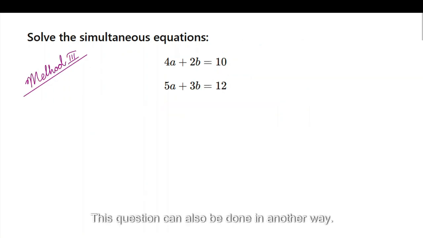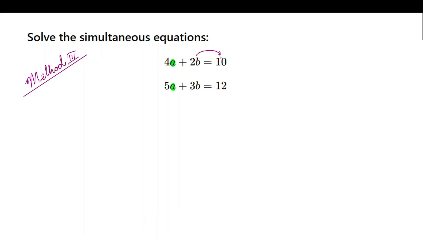This question can also be done in another way. So here's the third method. So to do this way, you need to make one of the letters the subject from each one. You can do it for A, you can do it for B. There's no rule about it. You can do it either way. Let's do with A now. So I'm going to make A the subject from the first one. And I'm also going to do the same thing with the second one. Let's do that. Move the 2B to the other side. So I get 4A is equal to 10 take away 2B.